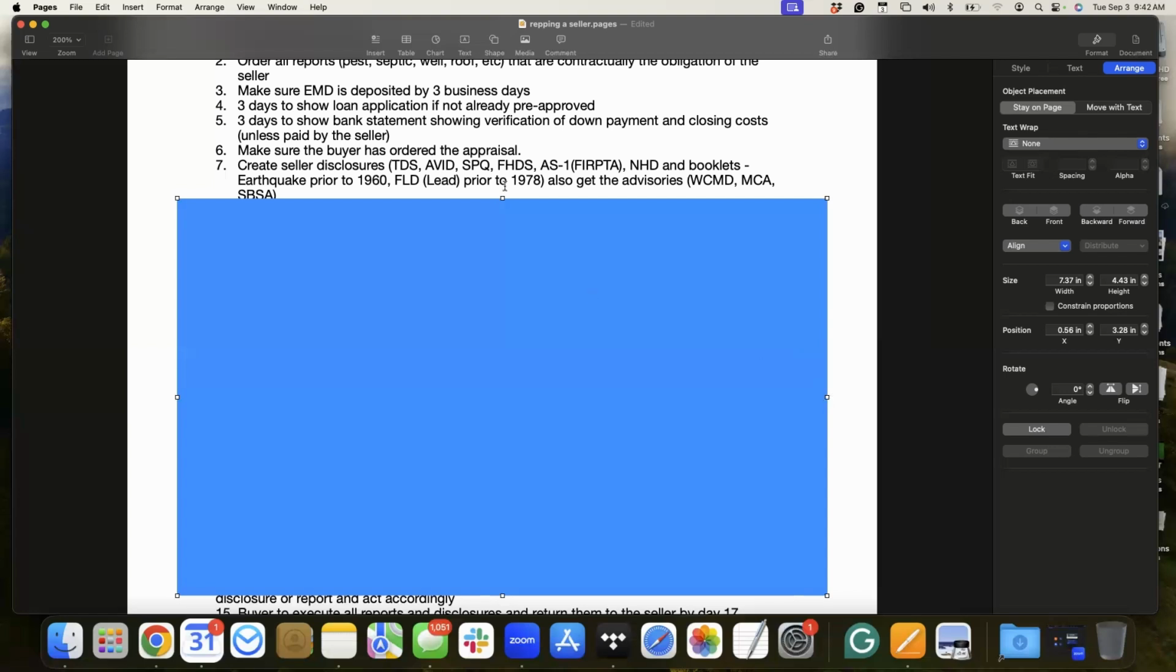Okay, what else in that list is still good? The TDS, AVID, SPQ, FHDS. What's AS1? It says it right next to it. The foreign, non-foreign status thing, right? Your non-foreign status. Now, when we originally did this, non-foreign status documentation needed to be delivered within 7 days. The contract switched it now. The contract now says by the close of escrow.